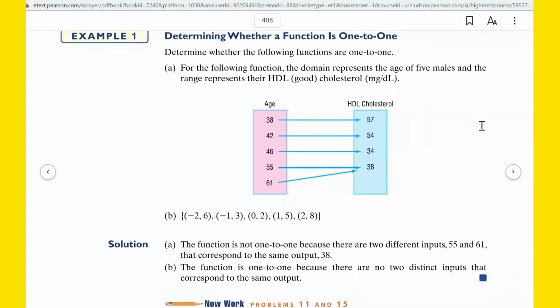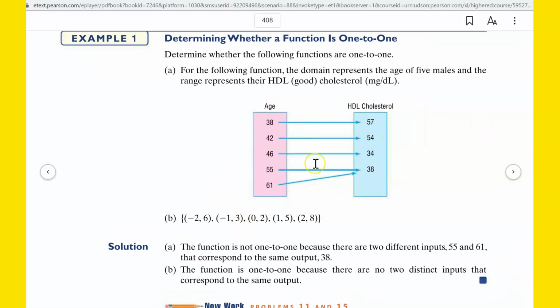Determine whether or not these two relations are one-to-one functions. All right, so part A, it is a function, but it's not a one-to-one function. Why not? Because this output, 38 HDL cholesterol, is associated with two different inputs, 55 and 61.